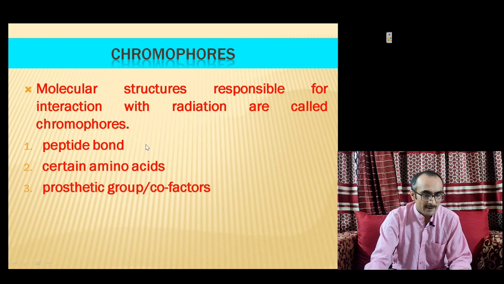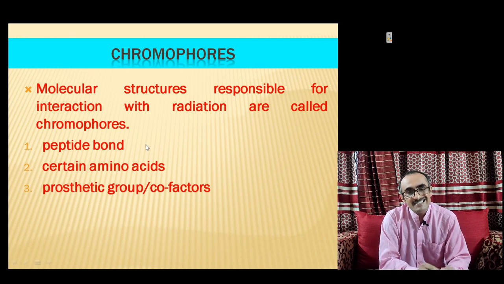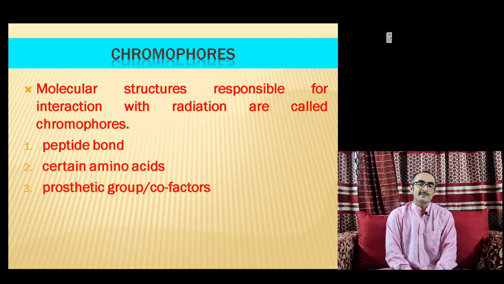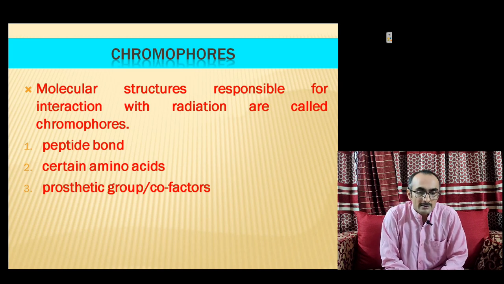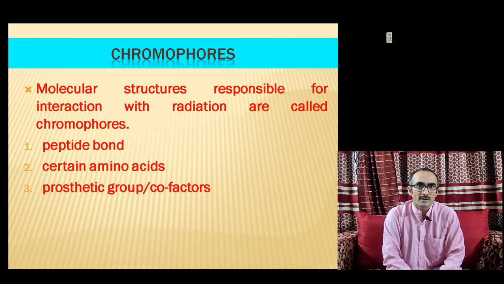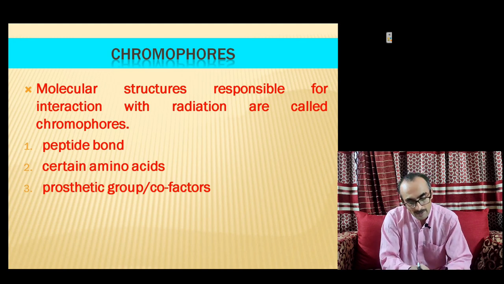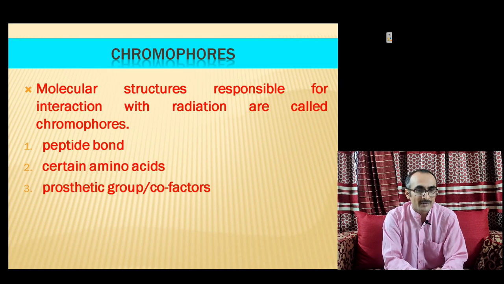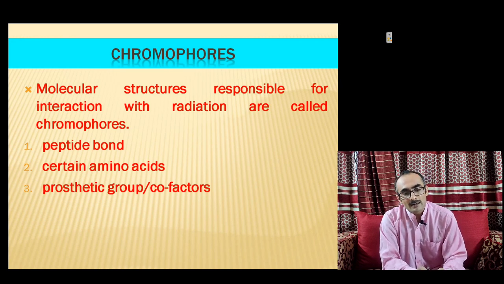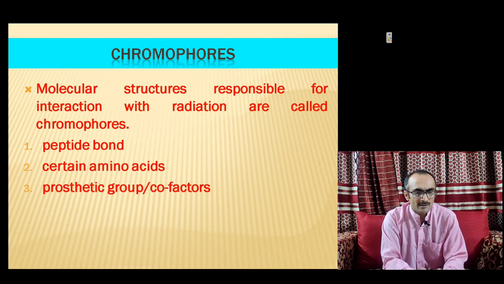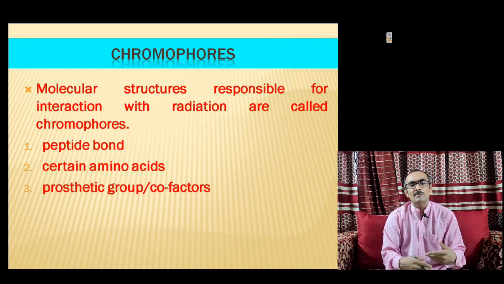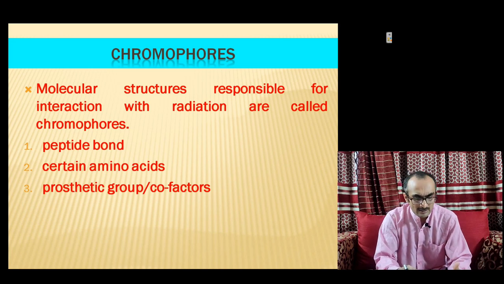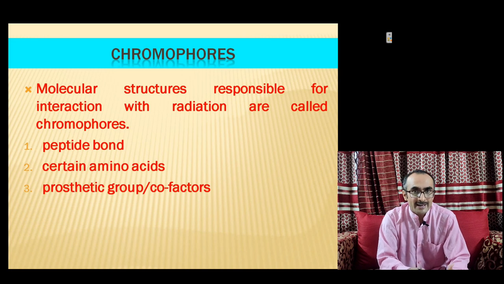So a group in a compound which is capable of absorbing certain wavelength radiation is called a chromophore. And this chromophore absorbs radiation depending on its chemical structure and electronic configuration. For example, in case of proteins, there are various types of chromophore groups which can absorb electromagnetic radiation.